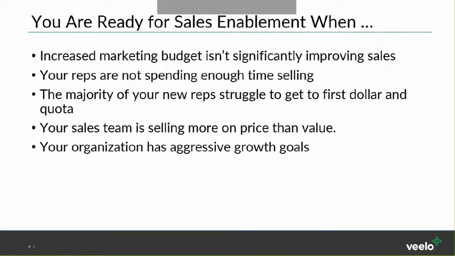And then if you have aggressive growth goals, if you're doubling the sales force in the next 12 months, I would definitely make sure you have a very formal onboarding program designed and ready to go, because you will be overwhelmed, and if you don't have one, chances are your new reps, back to the third bullet, are going to struggle to get to their first dollar and then ultimately quota. So these are all good. These 5 key things are clear signs you're ready for some form of sales enablement, hopefully something more formal than just a portion of someone's time.